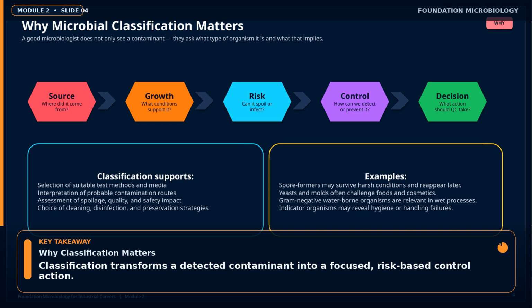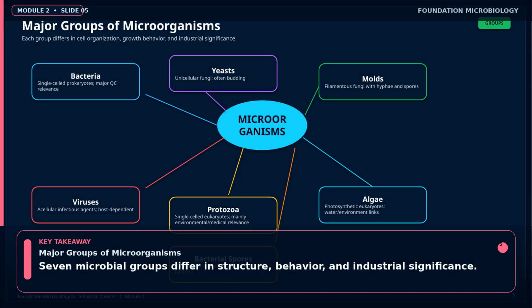They ask what type of organism it is, and what that means. The answer guides the investigation of source, growth conditions, product risk, detection method, and preventive action. The major groups covered in this module are bacteria, yeasts, molds, viruses, protozoa, algae, and bacterial spores. Each group has distinct cell organization, growth behavior, and industrial significance.